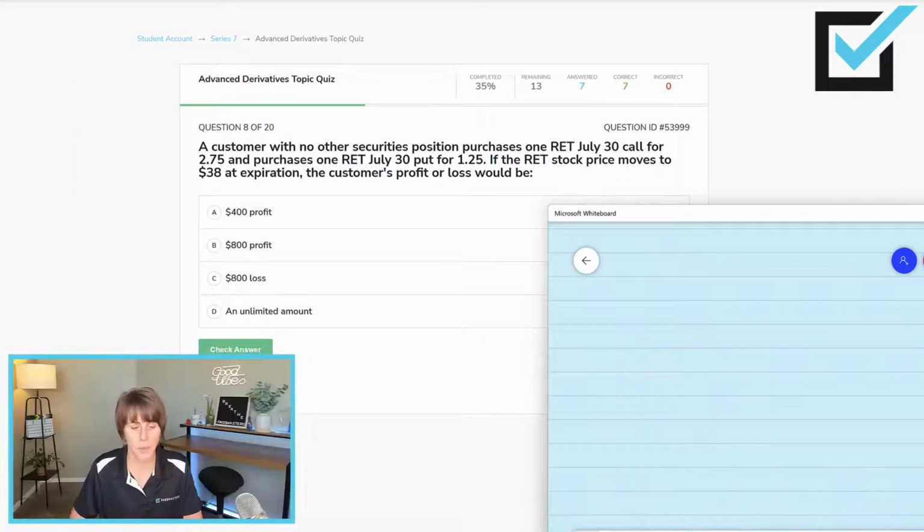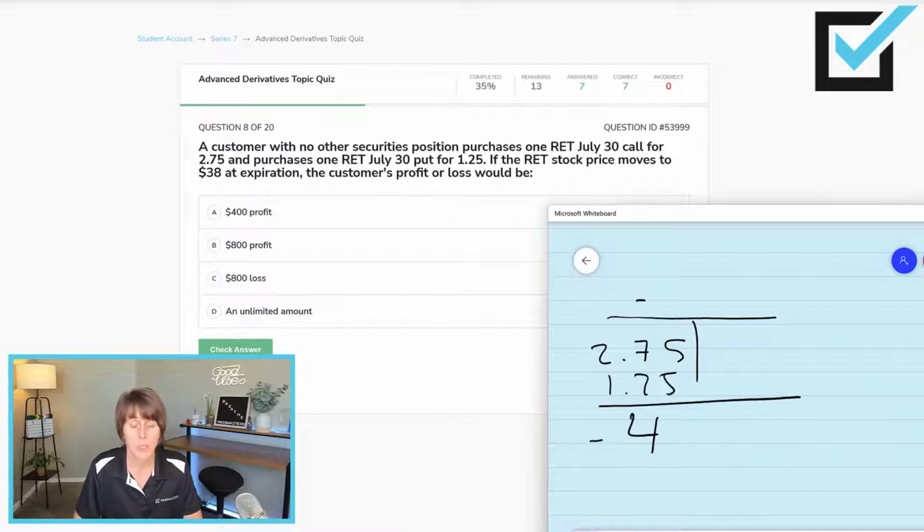A customer with no other securities position purchases one RET July 30 call for $2.75 and purchases one RET July 30 put for $1.25. So total out of their pocket to establish this position is $4. So we have buy a call and buy a put, same underlying security, same expiration month, same strike price. We have a long straddle.